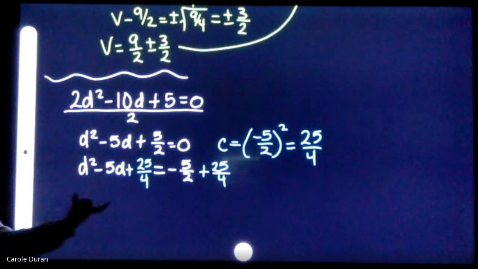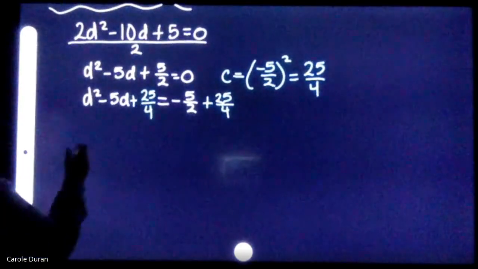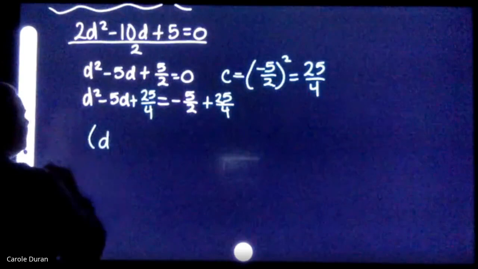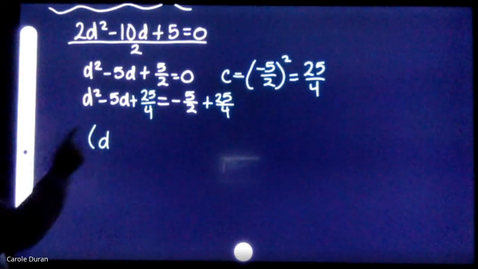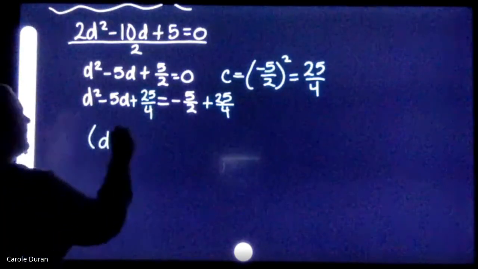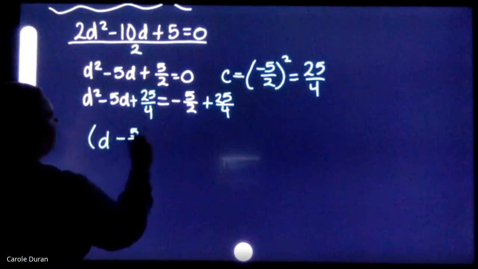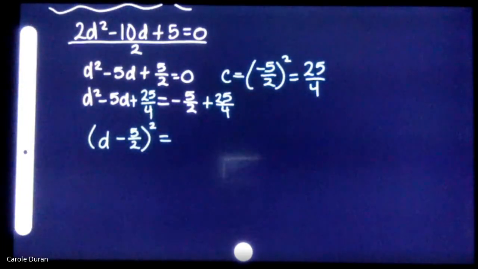This allows me to factor the left-hand side quite easily because it is a perfect square trinomial. So it's going to factor into whatever my variable is plus half of my middle term. So my middle term here is negative 5. So half of it is negative 5 halves. So this factors into D minus 5 halves squared, because it's D minus 5 halves times D minus 5 halves.